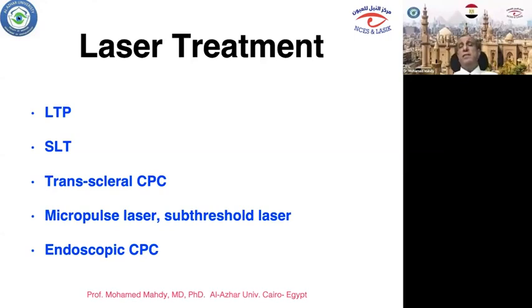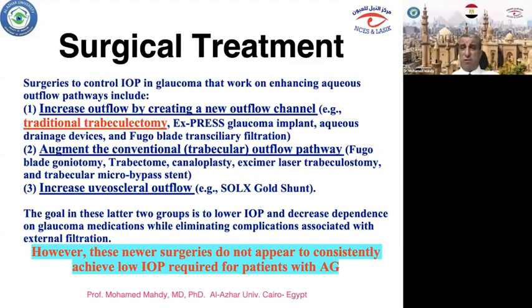What are the other surgical options? Are you going to do minimally invasive glaucoma surgery, or are you going to do shunts or setons, or are you going to do traditional trabeculectomy? We could say we have a lot of surgical modalities available. The newer surgeries do not appear to consistently achieve the low intraocular pressure required for patients with advanced glaucoma.